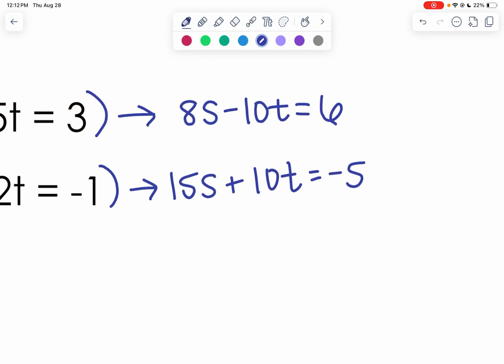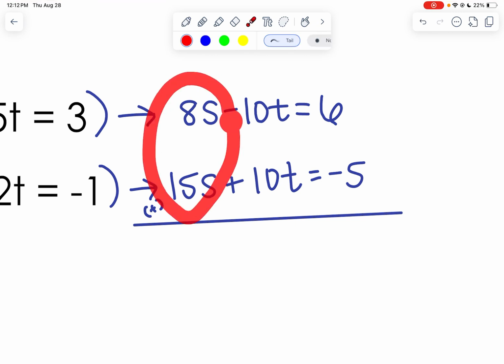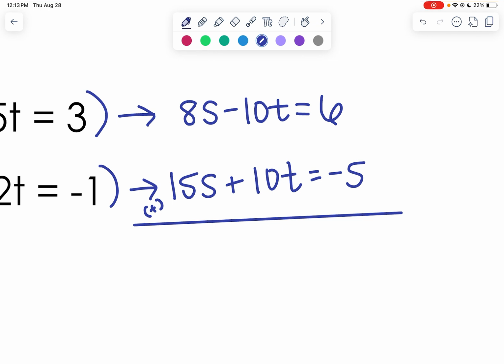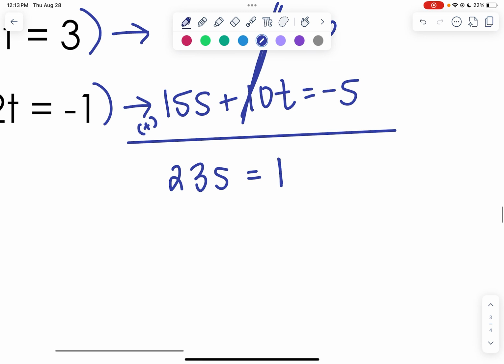And then from here, I'm going to add them. Notice I put a little plus in parentheses to remind myself that I'm adding them together. Sometimes you might subtract them to cancel things out. So from here, 8s plus 15s would be 23s. My t's would cancel, that's what I wanted. Equals 6 minus 5 is 1. And then from here, I'm going to divide both sides by 23. So s equals 1 over 23.